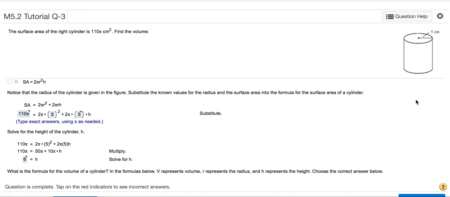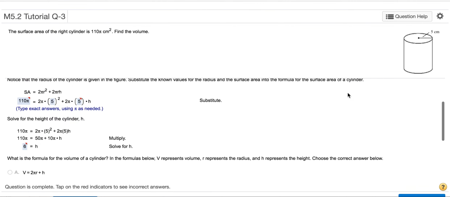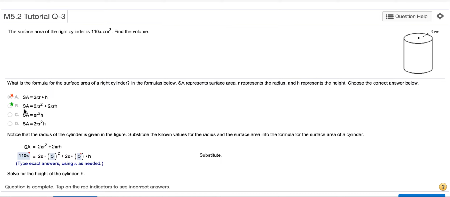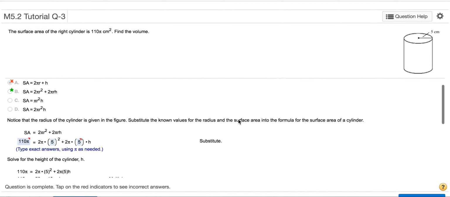So it's a multi-step problem. We have to solve several equations in order to get to our ultimate answer. So they tell us the formula, surface area SA equals 2 pi r squared plus 2 pi rh. R is the radius, which is given here, and height is this line here, which we do not know yet. So we're going to do some substituting for information we do know to try and solve this problem.